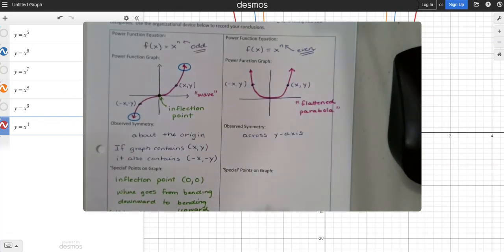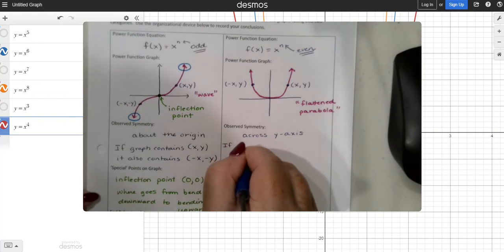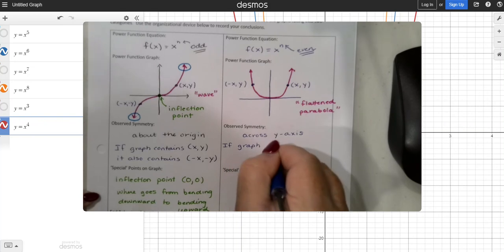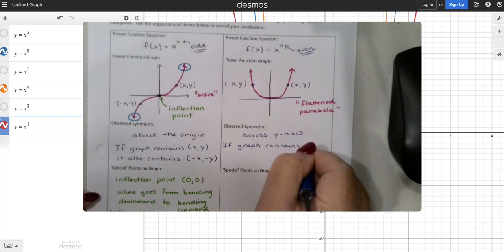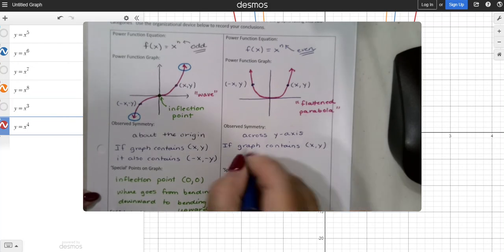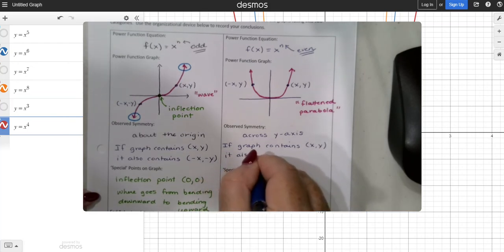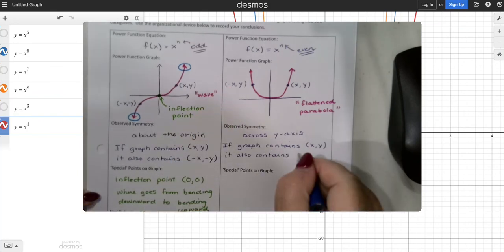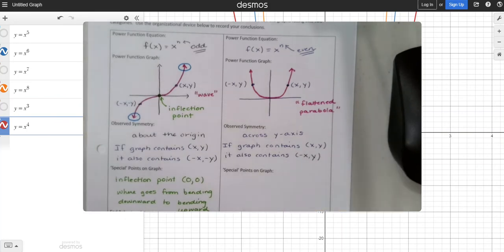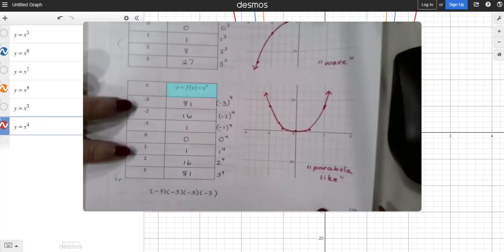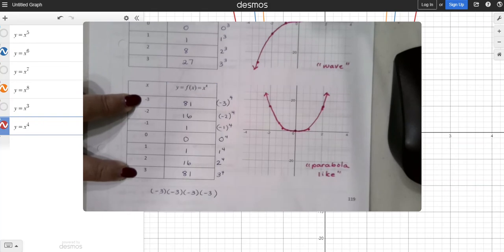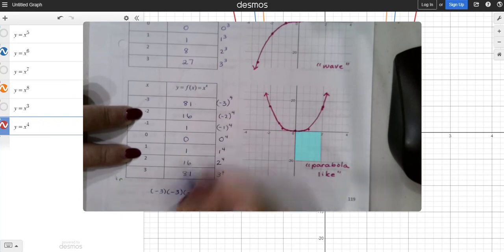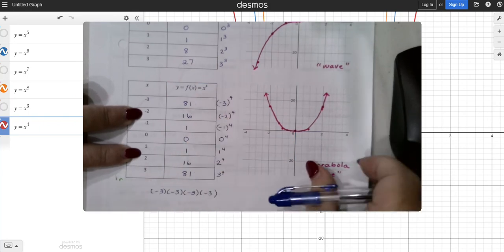So I could say if the graph contains (x, y), it also contains (-x, y). And again, if I go back to the table we made, look, for example, at the positive 3 and the negative 3. They both have the same y value. Positive 2 and negative 2, they both have the same y value. Right? So we see that in our table as well.